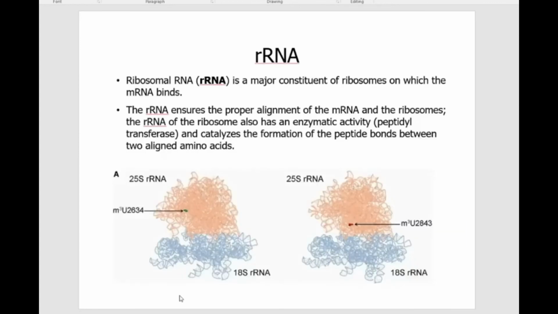Okay, and then for rRNA, that's the main component in ribosomes, right? The machine that produces proteins. So sometimes it looks like this. You have two subunits, a small one and a bigger one. And these RNAs can work with some proteins, enzymes, right? Most enzymes are proteins, to make new proteins.